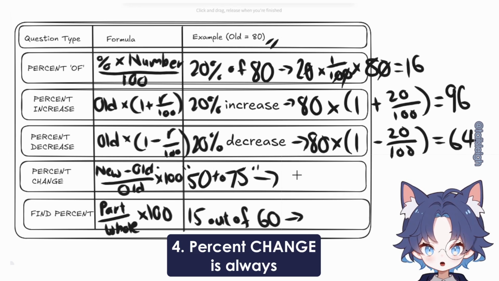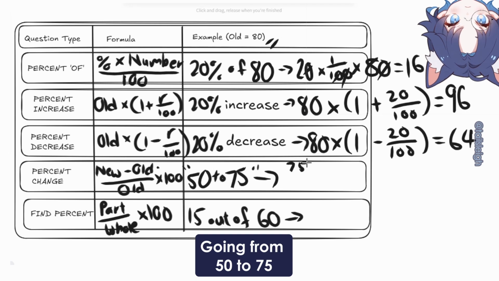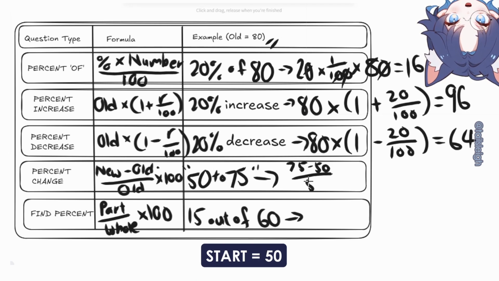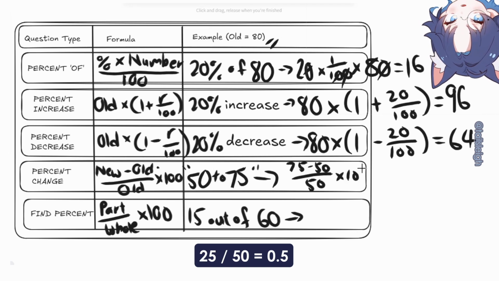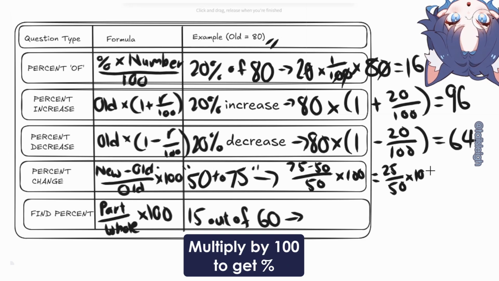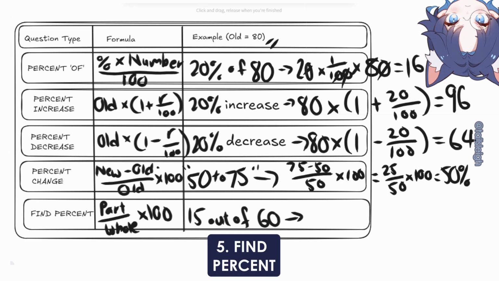64. Percent change is always the difference over the start. Going from 50 to 75, your gap is 25 and your starting point is 50. 25 over 50 is 0.5. Since we need a percent answer, multiply by 100 to bring the symbol back. That's a 50% jump.